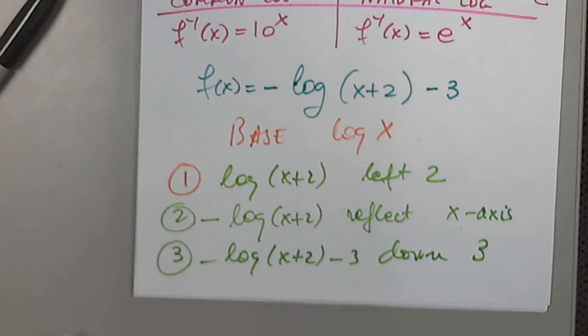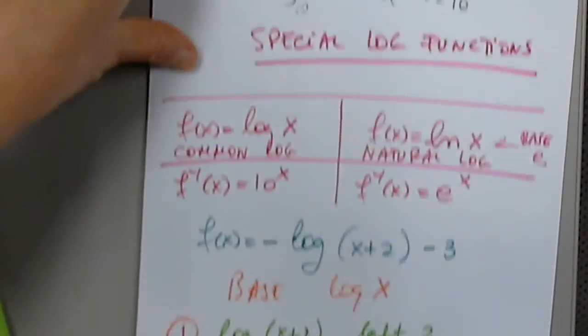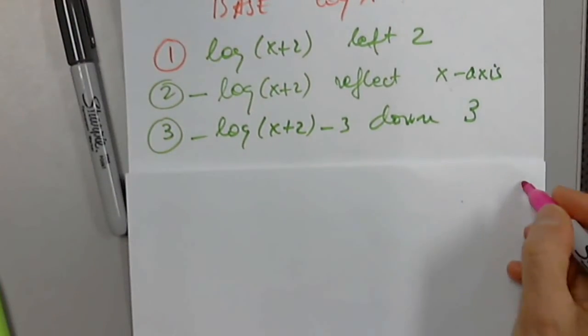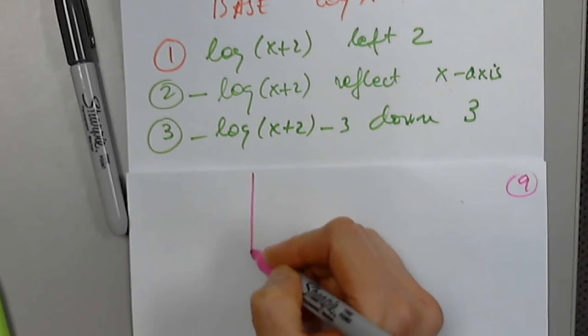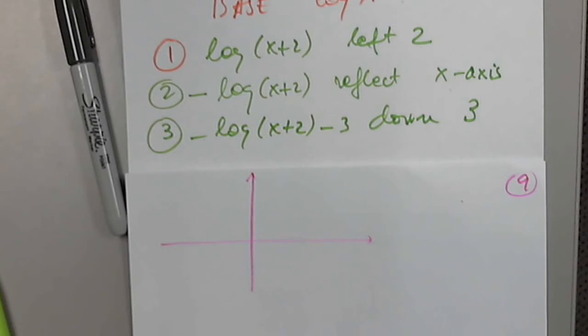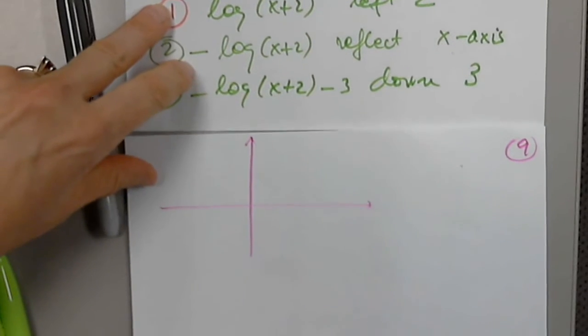Okay. So let's start. How do I graph log x? Is it a function that is increasing or decreasing on all its domain? Base is 10, so it's increasing. Very good. Where will it cross?